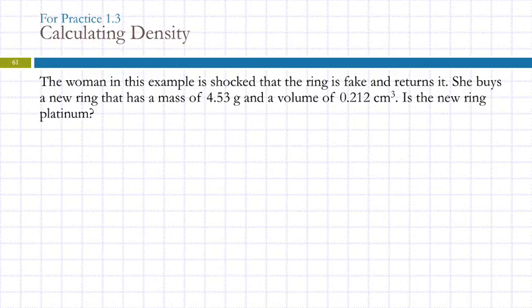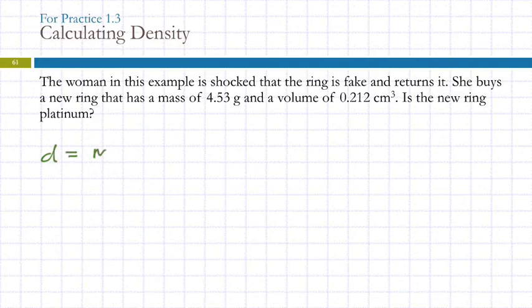The woman in this example is shocked that the ring is fake and returns it. She was not trying to cheat her fiancé. She buys a new ring that has a mass of 4.53 grams and a volume of 0.212 cubic centimeters. Is the new ring platinum? So now we know what to do, right? We've got to calculate the density for this.